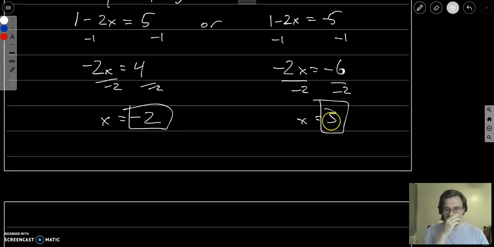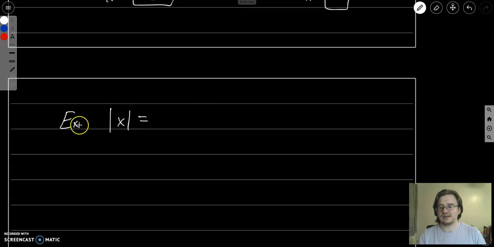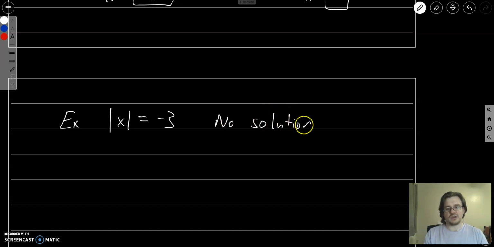One thing that I will quickly mention is that it could be the case that an absolute value equation does not have a solution. So for instance, if we look at the absolute value of x is equal to negative 3, this has no solution. And I don't even have to do any work. I know that there's no solution because the absolute value of a number is always going to be at least 0, if not positive. It can't be equal to a negative number.